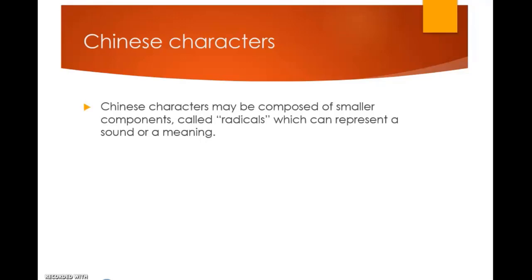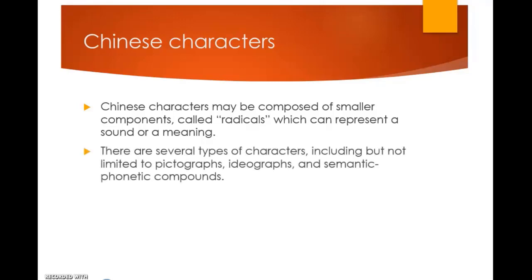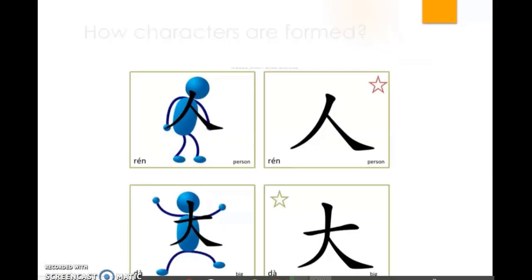Chinese characters may be composed of smaller components, smaller lines, which are called radicals, which can represent a sound or meaning. There are several types of characters which include pictographs, which means they are composed from pictures, ideographs, which give you an idea, and semantic-phonetic compounds. There are two words I have taken for you. One word is ren. It means a man, a person. It is from pictograph. Look at the sign. It is similar to a man who is walking. And the second example is da. Da means big. When you open up your arms, it looks like big. So it is from ideograph. First ren is from a picture, and the second one is from an idea.